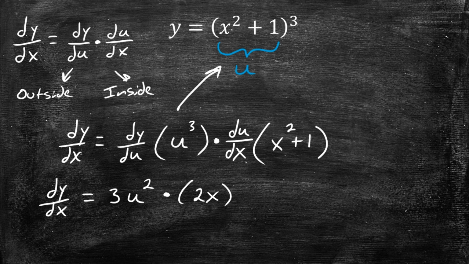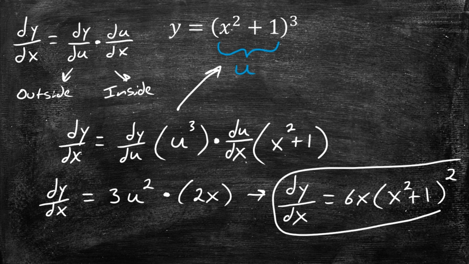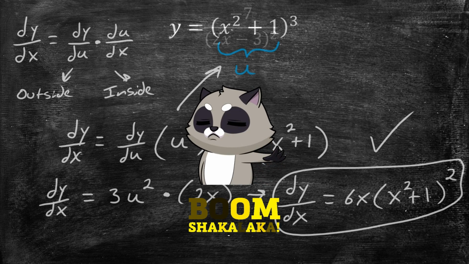All right. Now, the last thing we want to do is replace this u with what u is equal to. So, what we know is that dy over dx is equal to 3 times 2x, which is 6x. Our u value is x squared plus 1, and now that is squared. So this right here is the derivative of that function. Therefore, this example is complete.